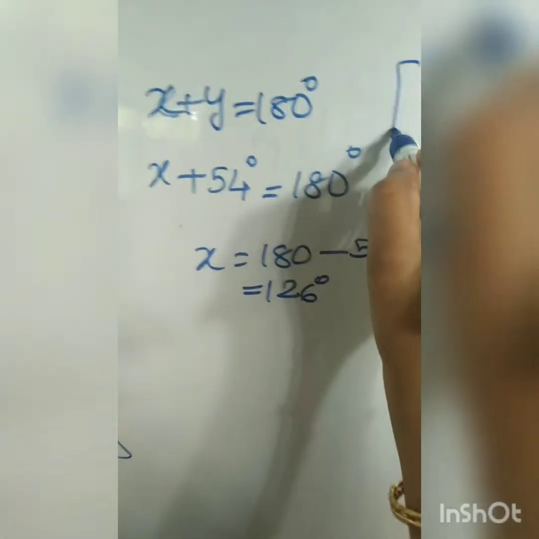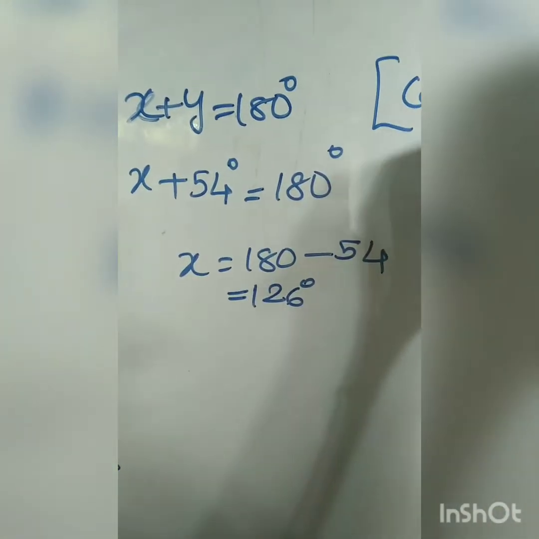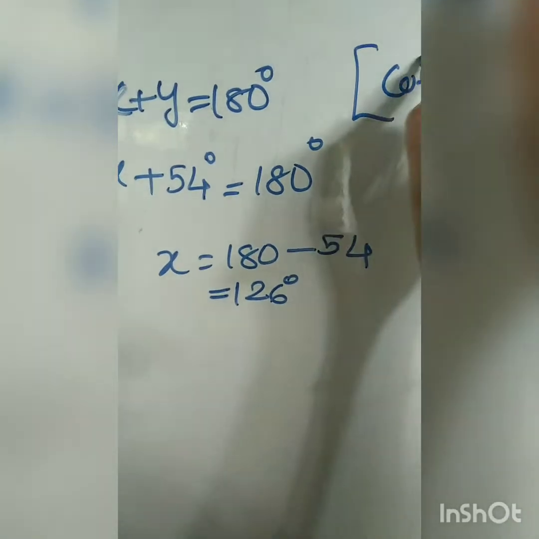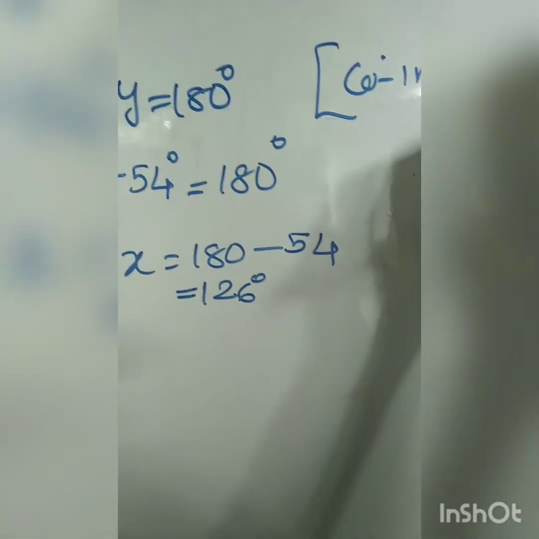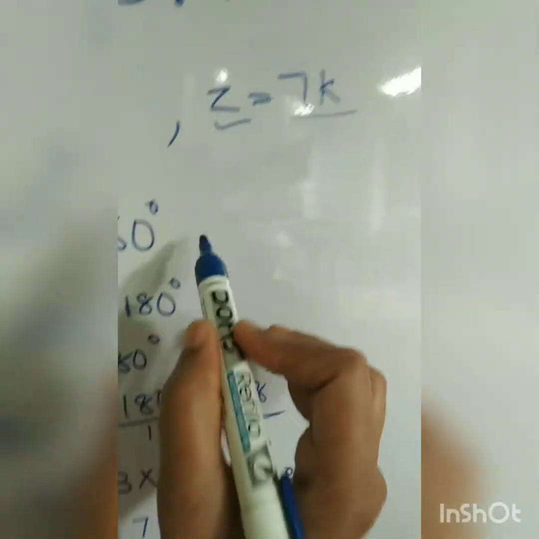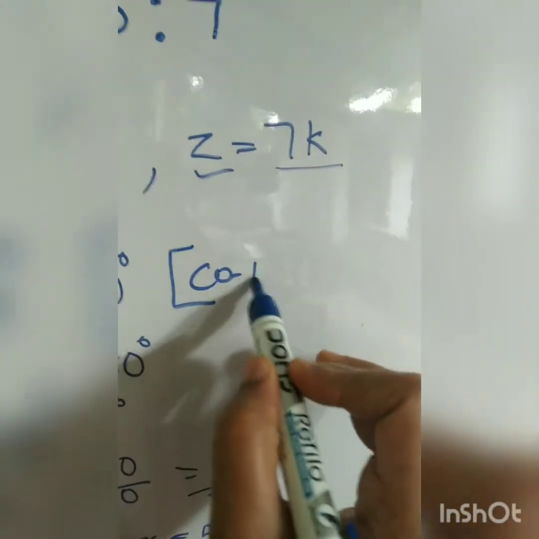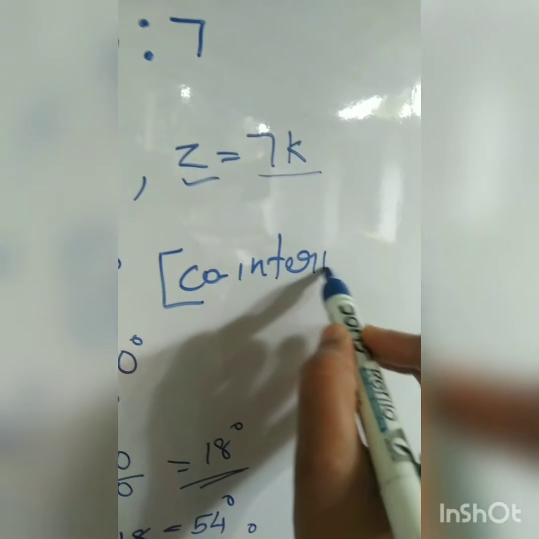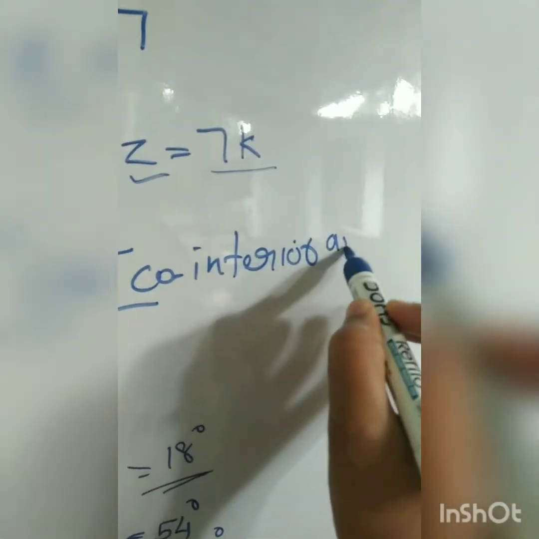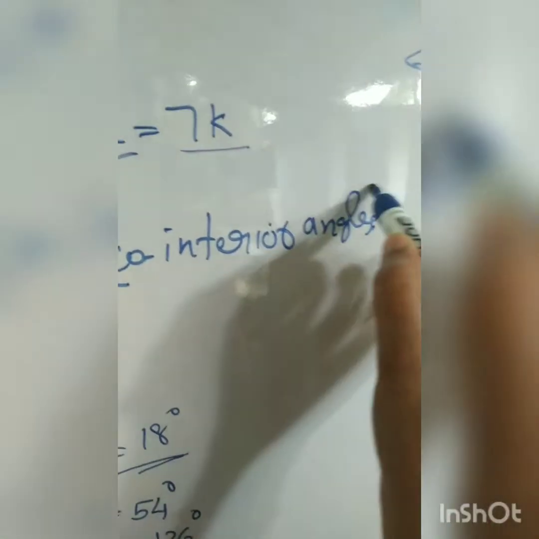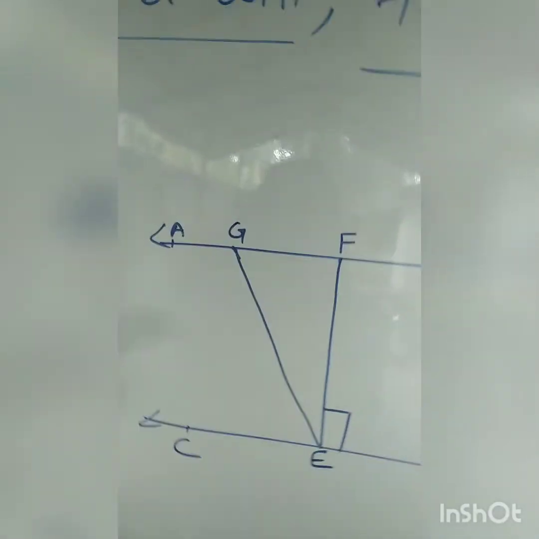Okay, here you can write co-interior angles. In the first step also, you have to write here, co-interior angles. Okay. Moving to question number 3.